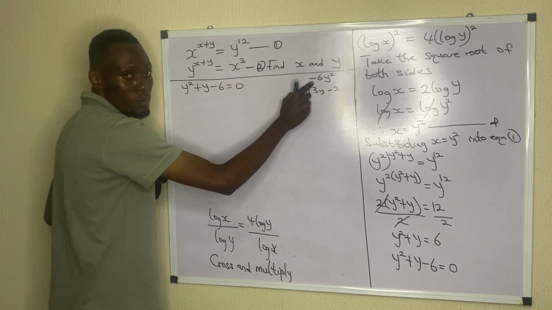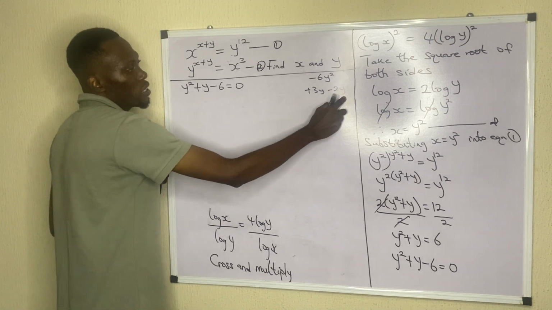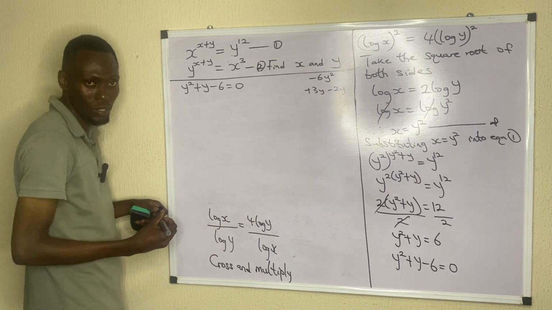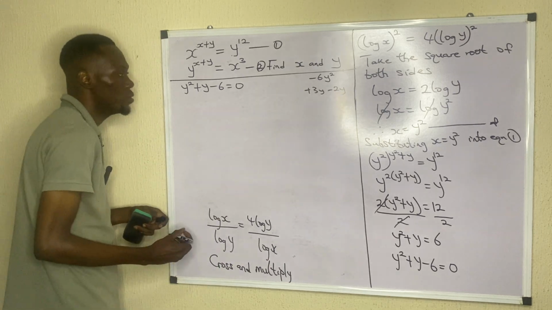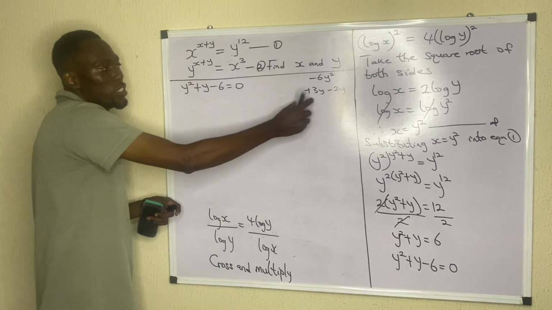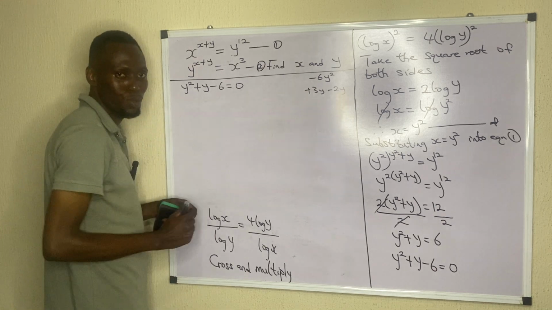Plus times minus will give me minus. 3 times 2 is 6. y times y is y squared. So that will give me minus 6y squared, right? And plus 3y minus 2y will give me plus y. Are we together? So I can replace this middle term with plus 3y and minus 2y.